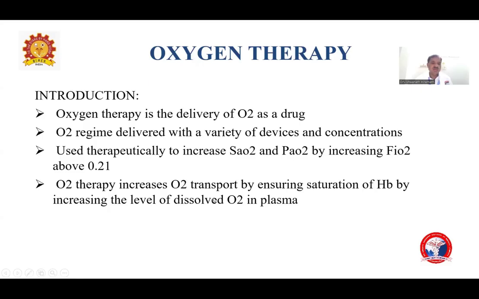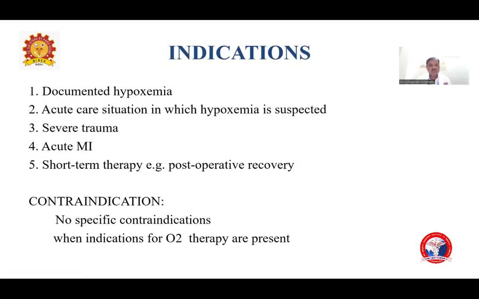Oxygen therapy increases the oxygen transport by ensuring the saturation of hemoglobin and by increasing the level of dissolved oxygen in the plasma. Indication: documented hypoxemia, PaO2 less than 55 mmHg. Acute care situation in which hypoxemia is suspected: severe trauma, acute myocardial infarction, short-term therapy in the postoperative period. Contraindication: there are no specific contraindications when indications for oxygen therapy are considered on a judgment basis.